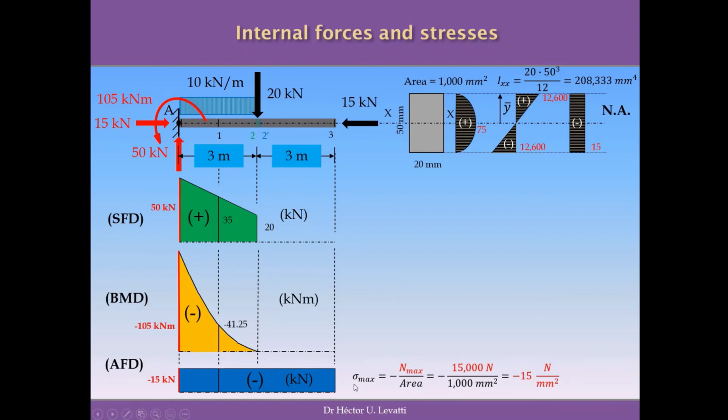So it's very simple to establish the value of the maximum compressive stress because it's equal to the maximum compressive force divided by the area of the cross section. So replacing the values and keeping the minus to establish that this is a compressive stress, we arrive at the conclusion that the stress is equal to minus 15 newtons per square millimeter.